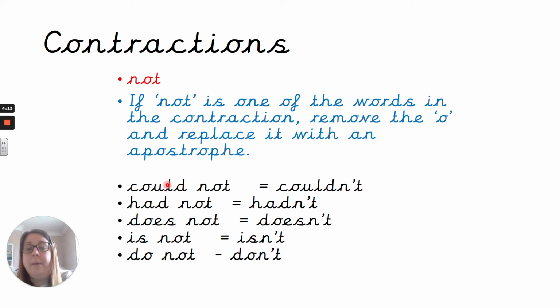And we would say could not is couldn't, had not, hadn't, does not, doesn't, is not, isn't, do not, don't. So have a go at writing these words. Couldn't, hadn't, doesn't, isn't, don't. Pause the video and have a go.